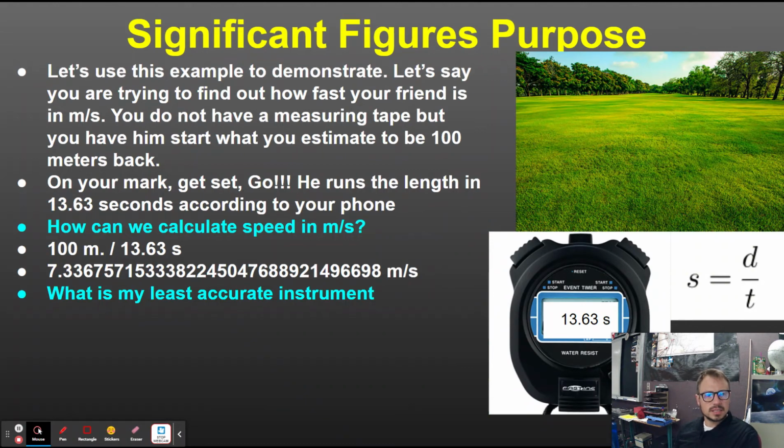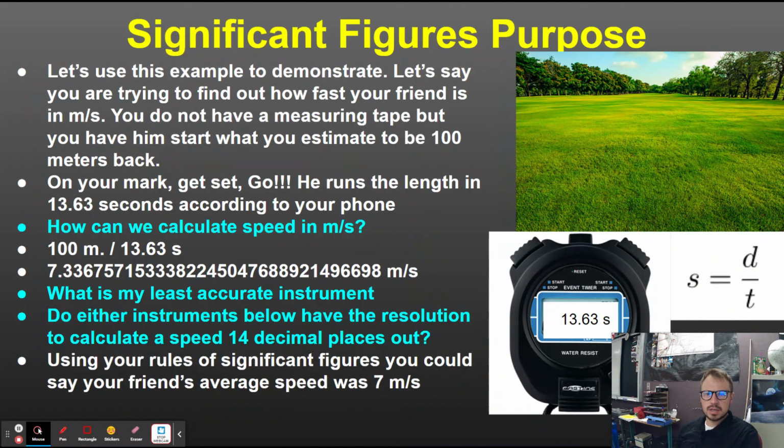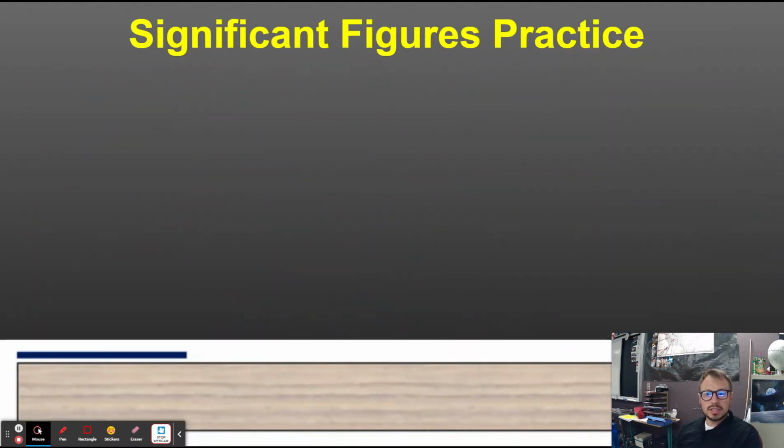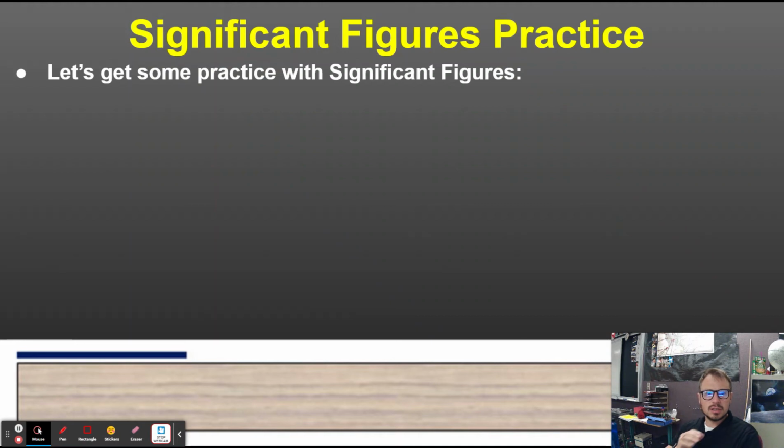So even though my stopwatch has a resolution down to the 100th of a second, well, that last digit doesn't really mean much, because just eyeballing 100 meters doesn't mean that 3 was right. So if I'm doing this, I could say maybe about 7 meters per second, right? That would probably be a better answer, one significant figure, because I just eyeballed 100 meters. So let's take a look at what this means.